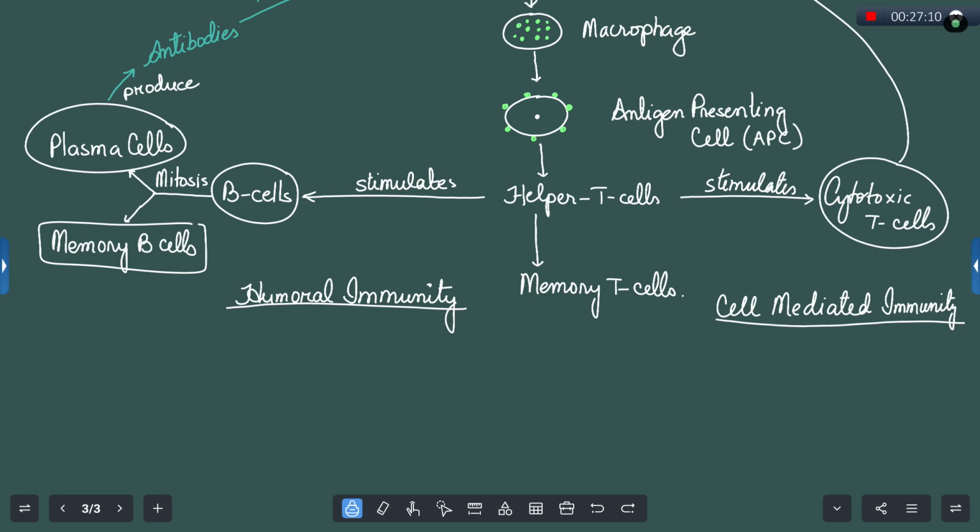With a weak immune system, diarrhea, pneumonia, TB and other infections occur. Humoral immunity and cell mediated immunity: humoral fights through antibodies, cell mediated fights through cytotoxic T cells or killer T cells.